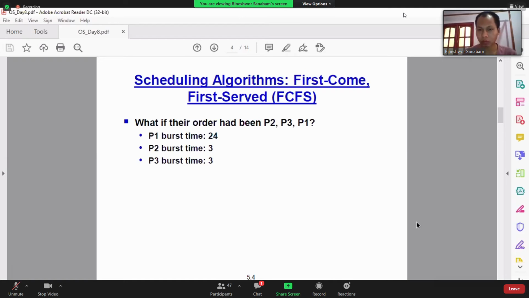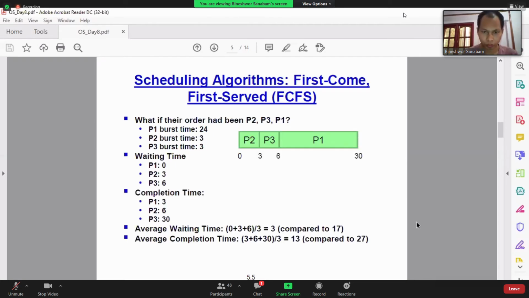So if the order is P2, P3, P1, this is how your Gantt chart is going to look. As I said before, the first process is P2, so the CPU will be given to the first process P2. The burst time of P2 is 3, so it will use the time from 0 to 3. And the second one is from 3 to 6, as P3 has 3 units of time, and P1 has 24 units of time, so 6 to 30.